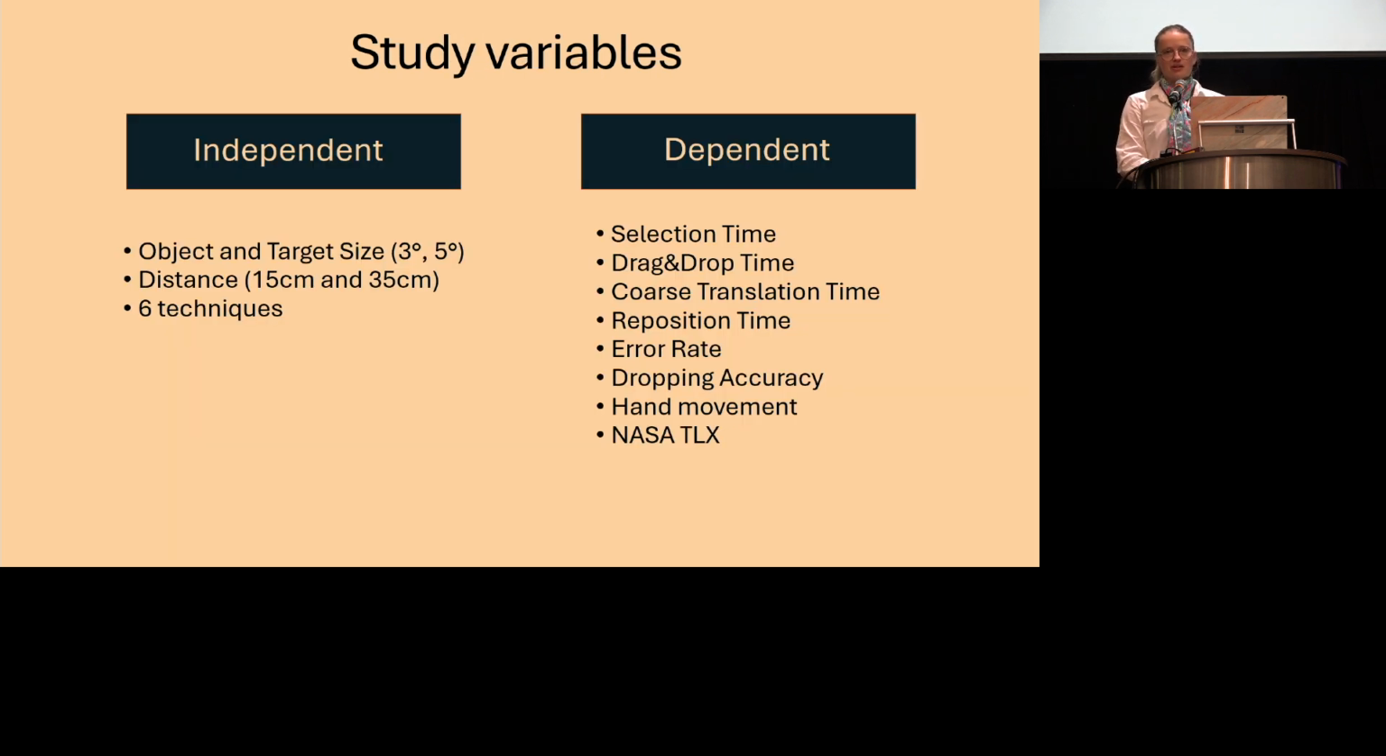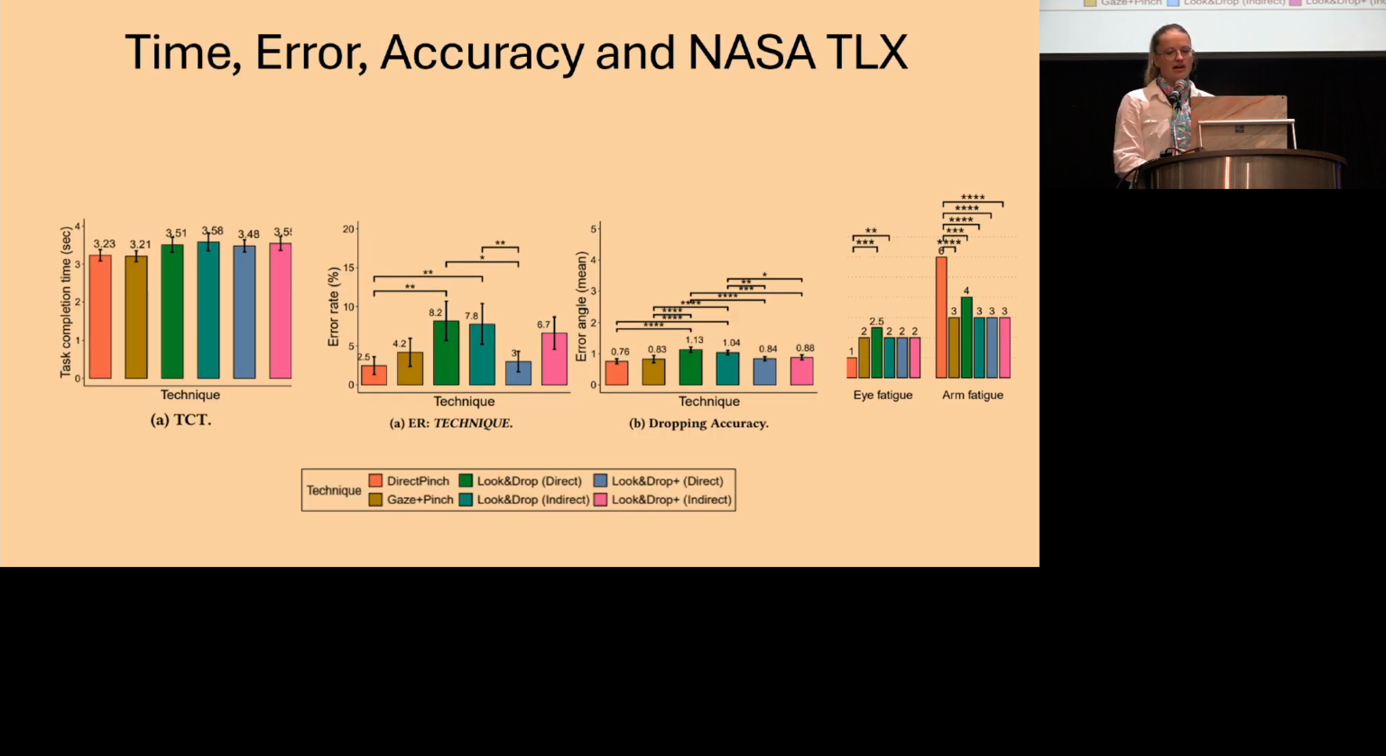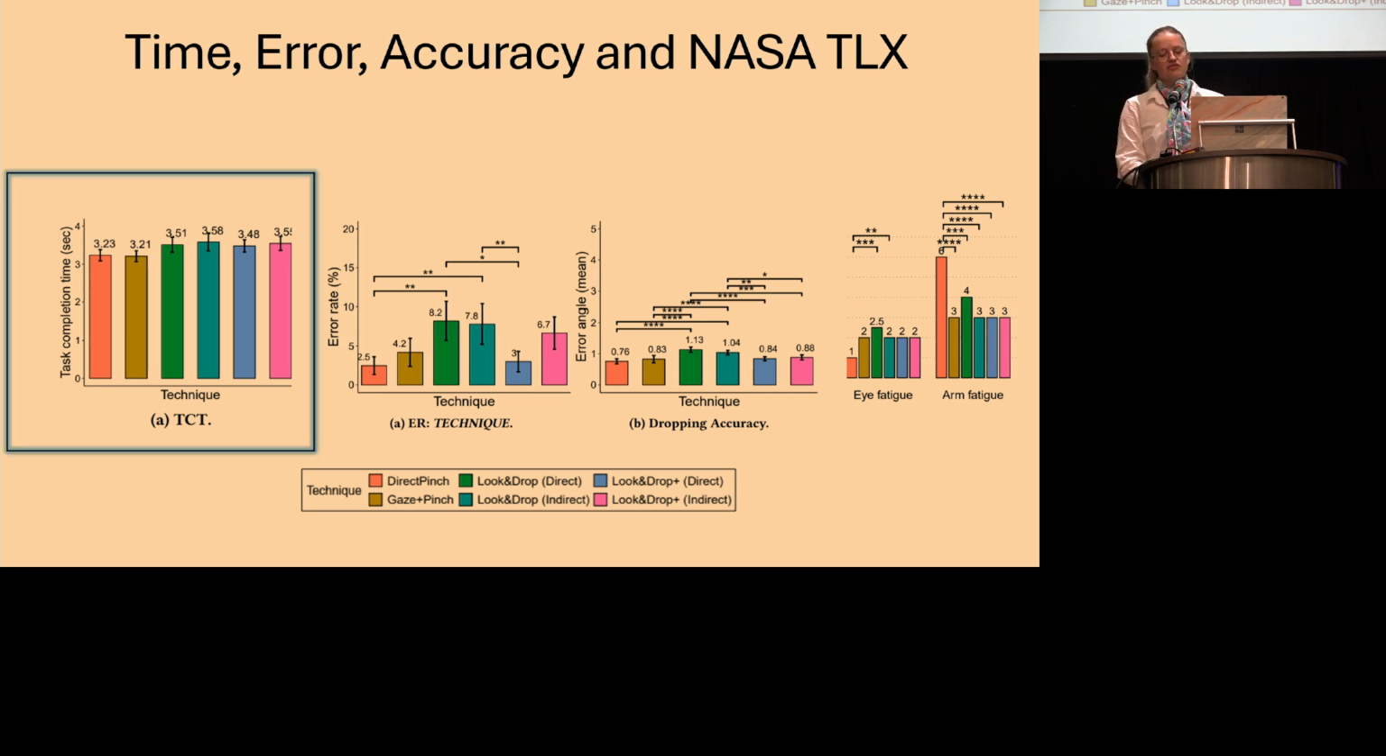We conducted an empirical study with 24 participants and tested 2 different sizes and distances for the 6 techniques. So our findings regarding task completion time, error rate, accuracy, and NASA TLX are the following. There are no significant differences for the task completion time.